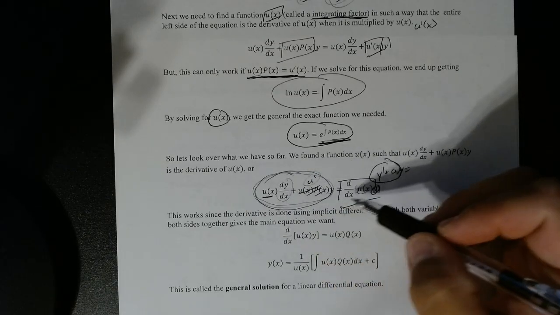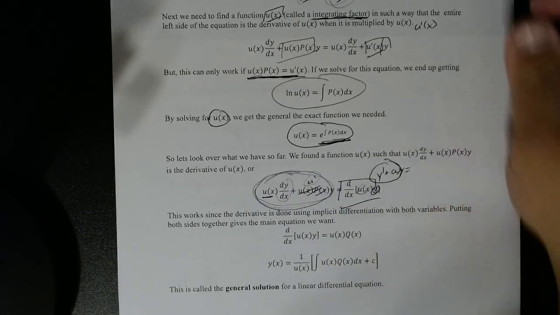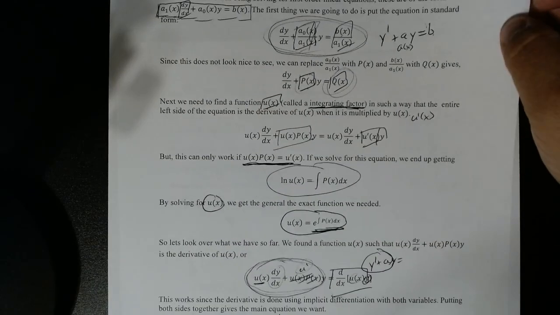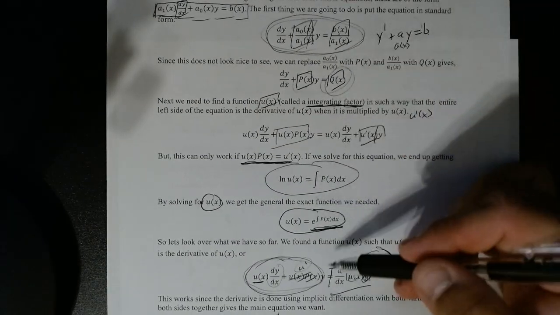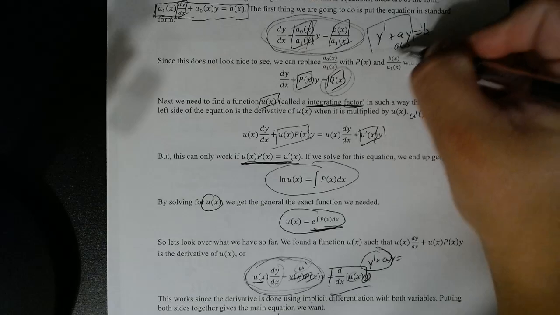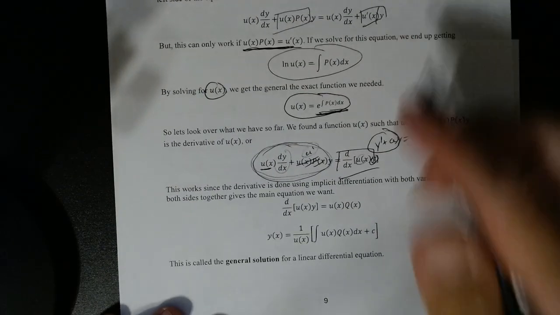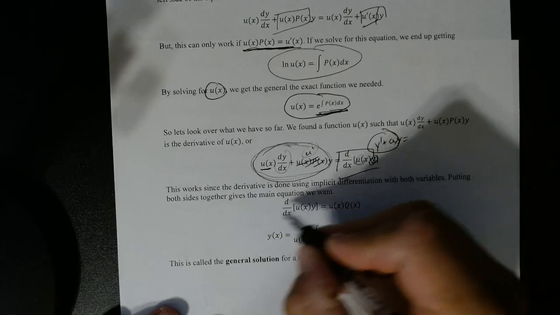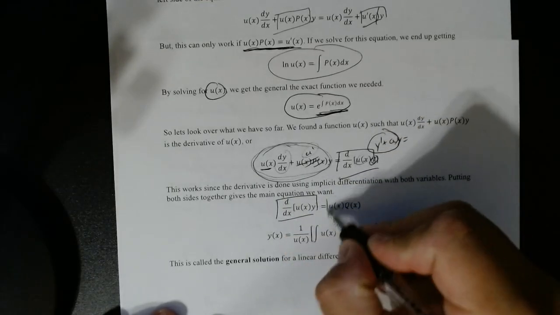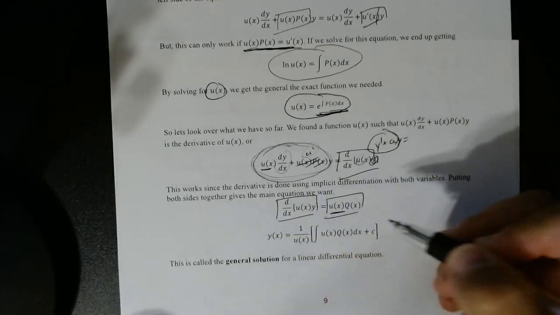It's an implicit differentiation. So really, we just simplified one side. That's pretty much the whole reason why we're doing this long process, to make this much easier to simplify and actually do. So in other words, the left side now becomes this, and the right side still is q of x times the u of x itself.